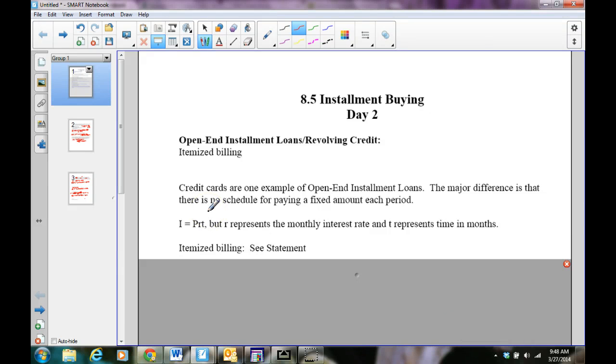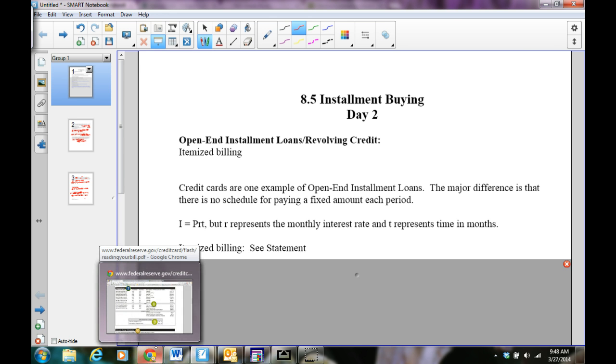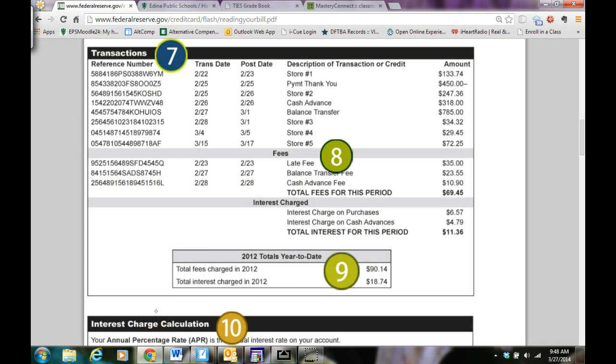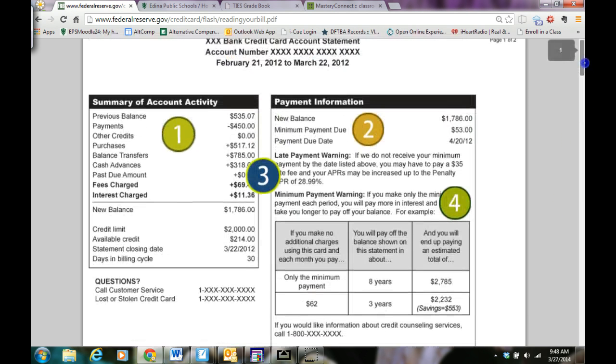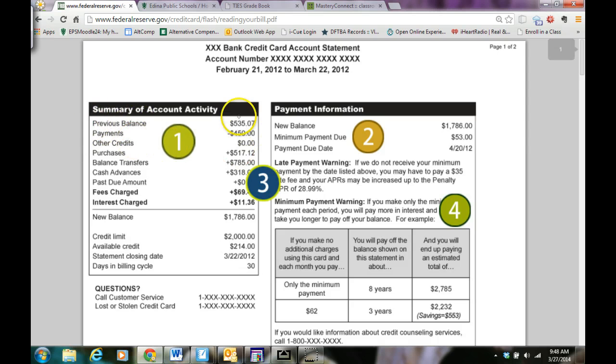We're doing the second day of installment buying today, and the main focus of today is actually looking at credit card statements and what you are paying, okay? So usually in a credit card statement, you get a couple things. If you look at this example credit card statement, if you look at the top of it, it shows you what your previous balance was, and it shows you what your last payment was, and other credits and purchases. This is kind of the summary up at the top.